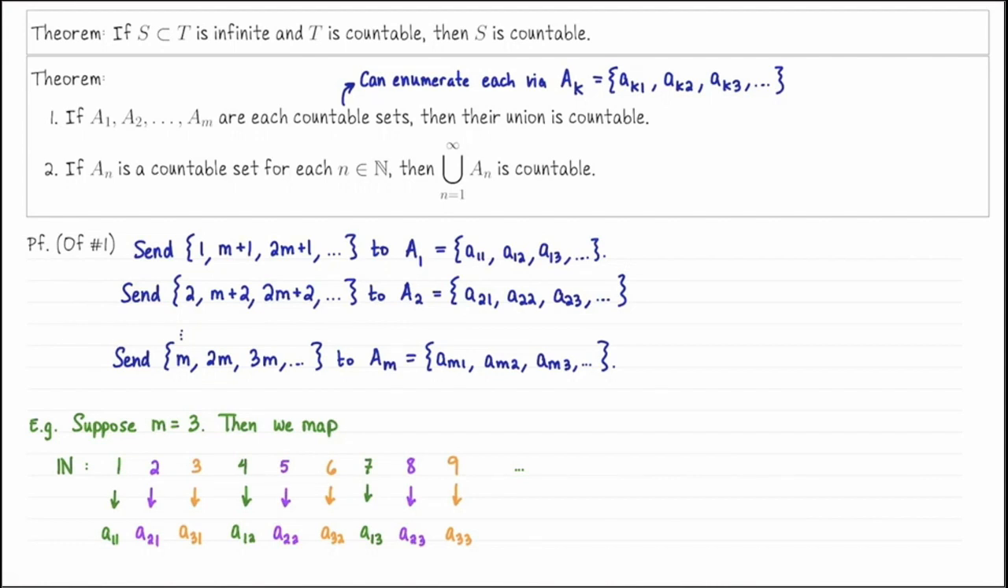Well, is it onto? Will we eventually get to A3,11, the 11th member of the set A3? Yes, we will. Eventually we'll get there. And is it one-to-one? Do multiple natural numbers map to A22? No, by construction. So this is a bijection between the set of natural numbers and the union of these sets A1, A2, and A3.